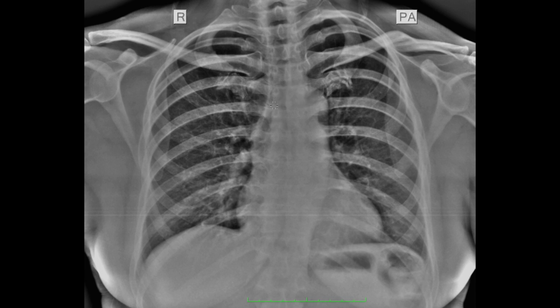So coming downwards, this is the bifurcation of trachea into right and left main bronchi. As you see, the right bronchus is wider and more in line with the trachea, so there is a tendency for foreign bodies and aspirated secretions to go into the right bronchus more than on the left side. And this bifurcation is called the carina, and this here is the subcarinal angle.